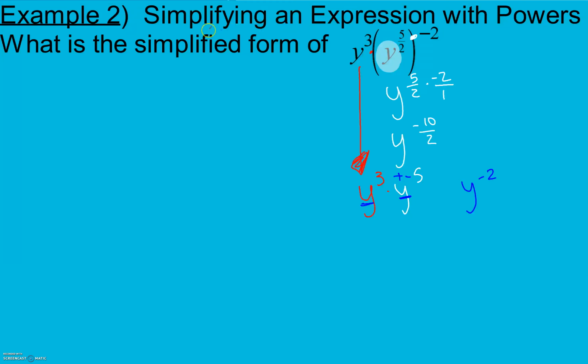Now, it's not completely simplified until all of our variables have positive exponents. So I have to move this to the denominator, make it positive, and put a 1 in my numerator. And that is my final answer.